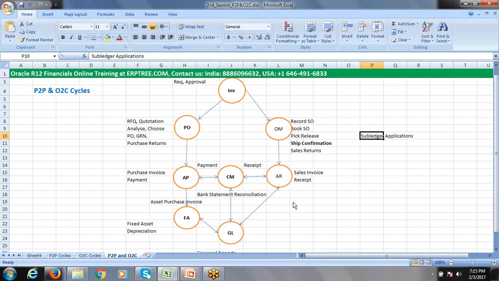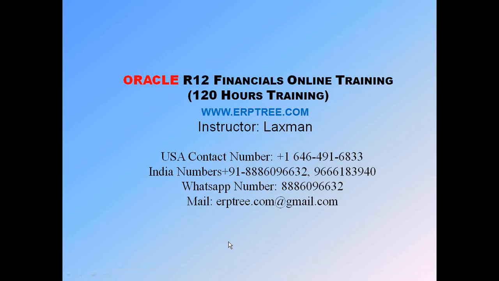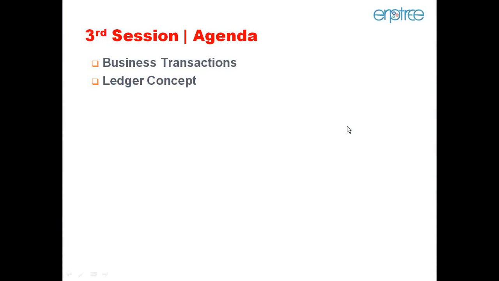Okay, let's get into today's session. This is the agenda for today's session. We'll go through the business transactions: how to record a business transaction, and what key points we have to consider when we record it in the system, or in our application. Before that, we'll try to understand the normal generic process. After that we'll look into the ledger concept: what is the meaning of ledger, how the ledger can be managed, and what we can do with the ledger. These are the points we are going to discuss.